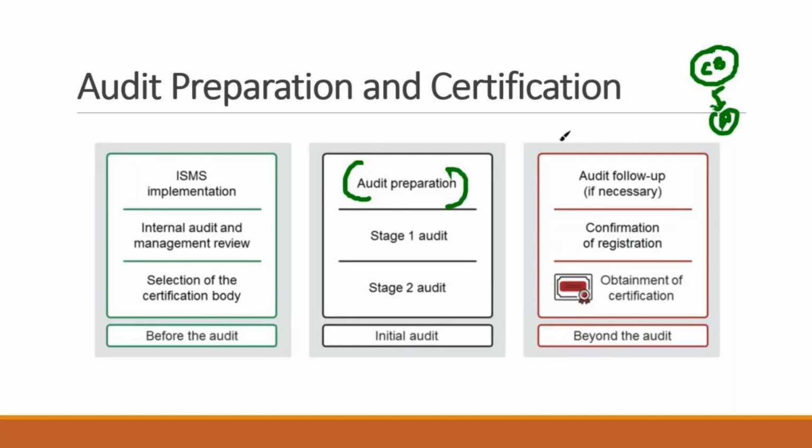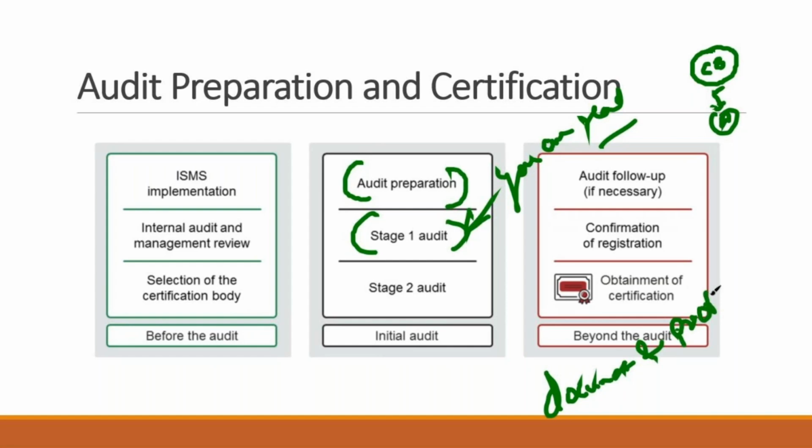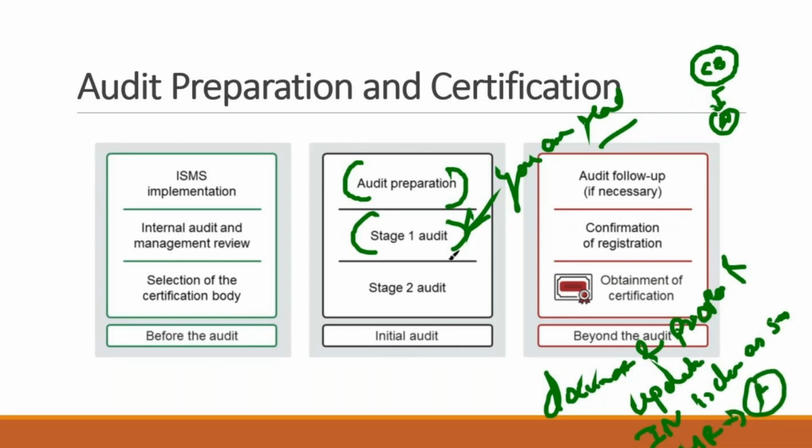Next, this certification body will perform a stage 1 audit. There is a difference between stage 1 audit and stage 2 audit. In stage 1 audit, they check whether you are ready or not. You are ready for the audit. They will check whether your documents are proper and updated or not, whether your internal audit is done as per schedule or not, and whether your management review has been done as per the schedule or not. So in stage 1 audit, the external auditor is simply checking whether your organization is ready for the audit.